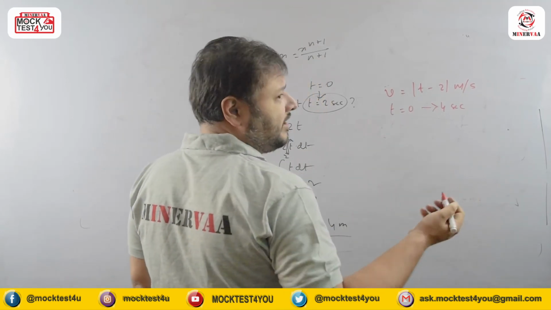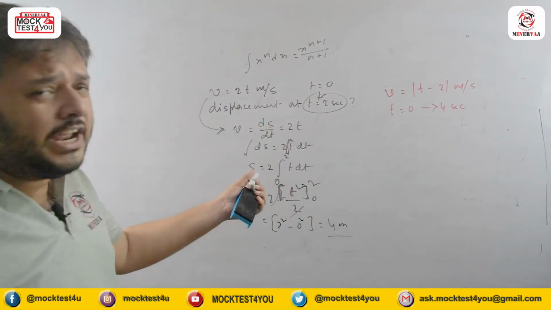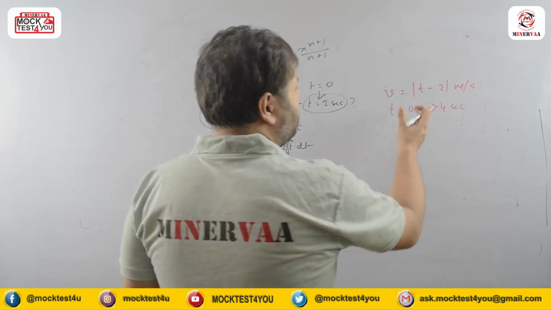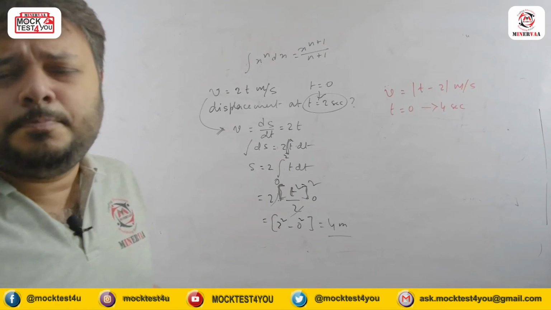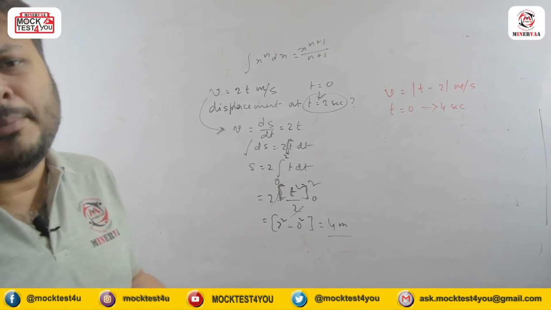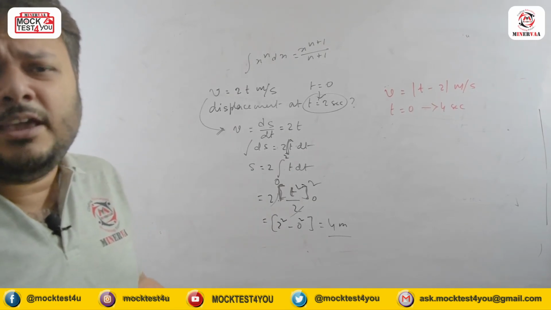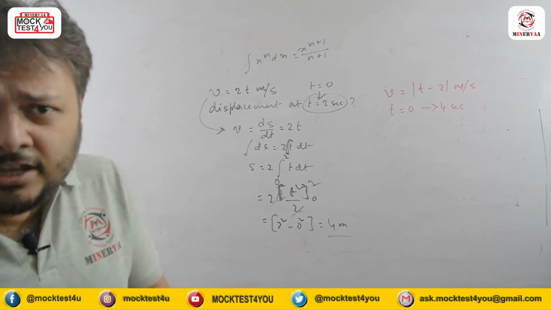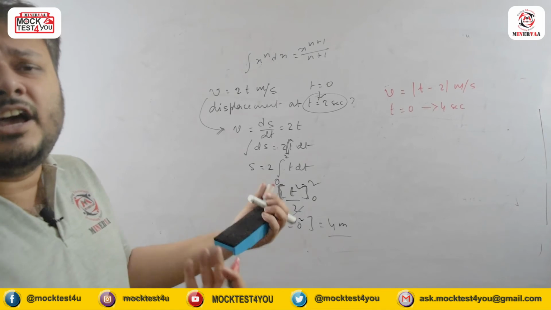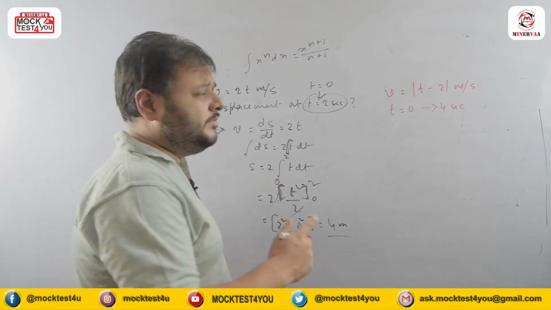I have to integrate, like v equals ds/dt, whatever we have done here. But we can't do it here because it is a mod. So there should be plus of t minus 2 and minus of t minus 2, and the time is taken as a negative parameter and it will be somehow adjusted. So how can we adjust that in terms of integration? That is the big query of this question.